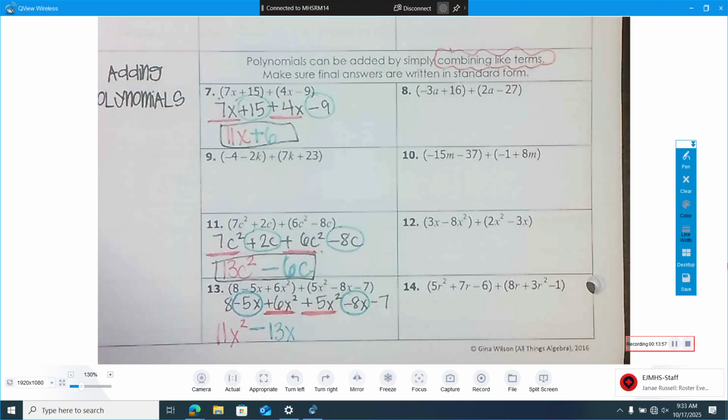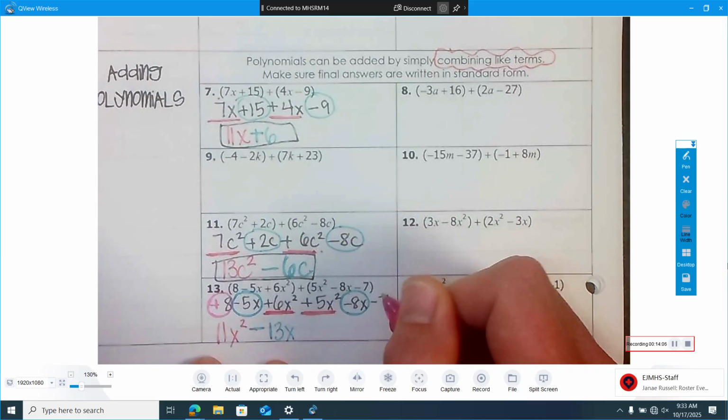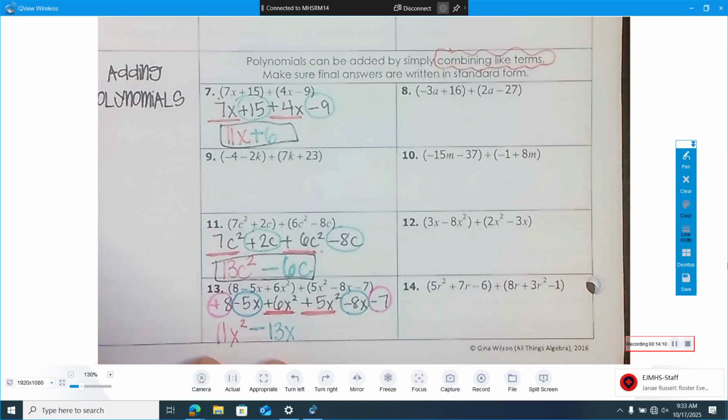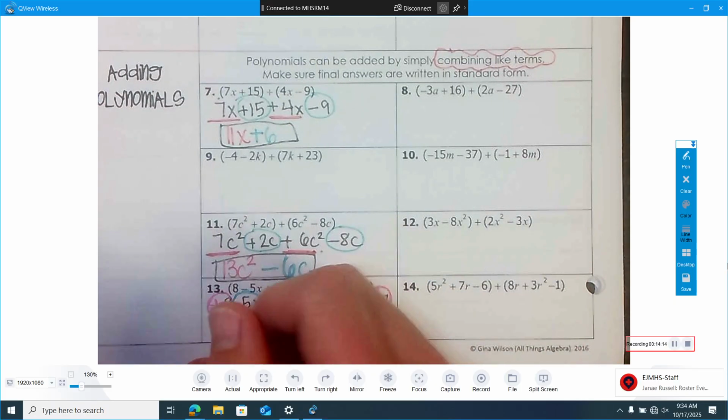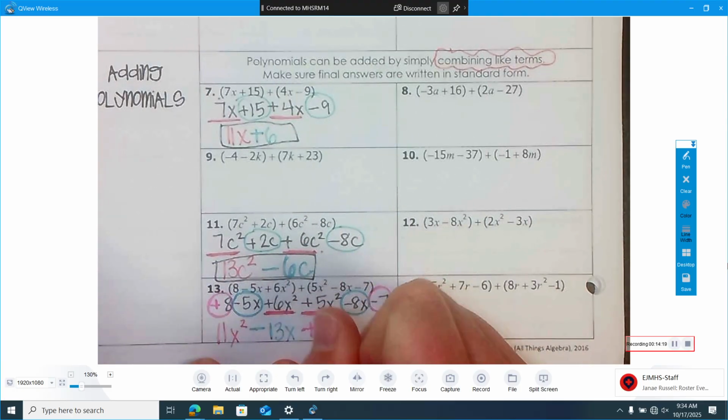Very good. And then what are the last things I should combine? The constants. Yeah. Positive 8 and negative 7. Friends are at war. They're at war. Positive 8. Who wins? Positives win by 1.